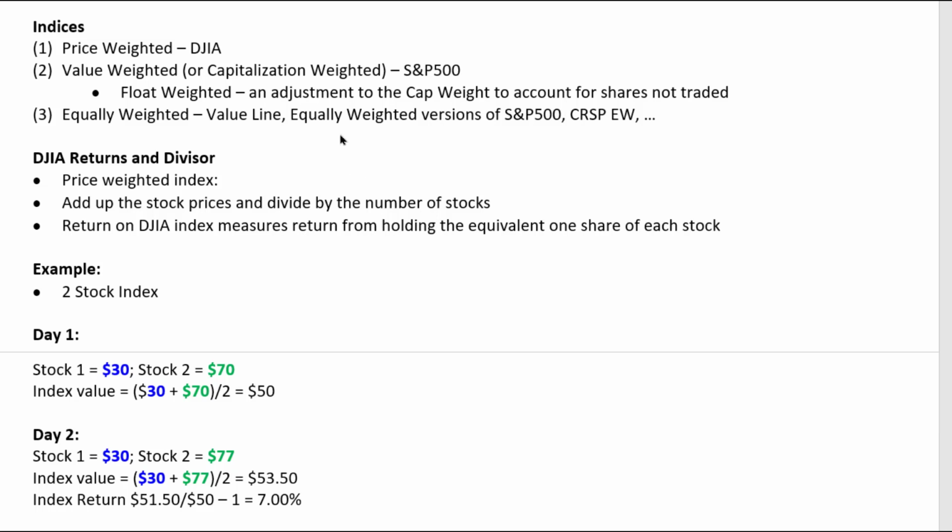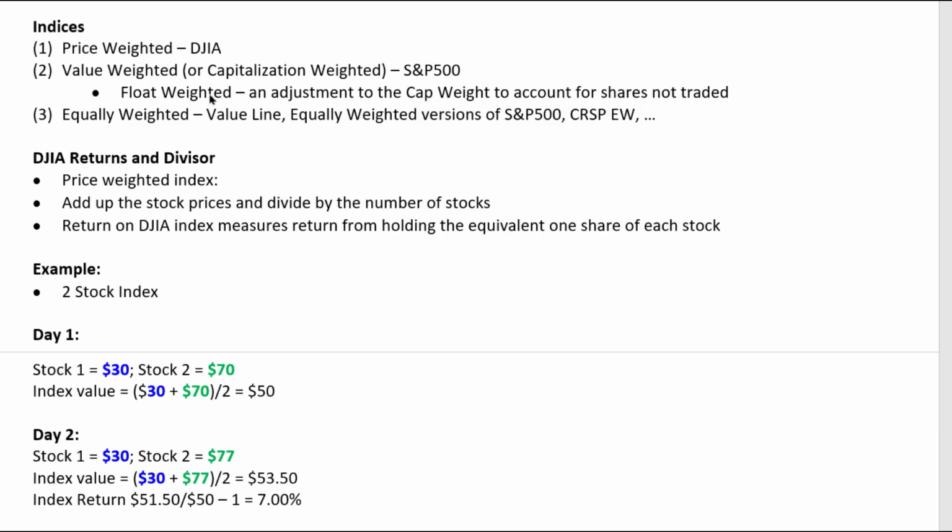The first is a price-weighted index. An example of that is the Dow Jones Industrial Average. The second is a value-weighted, also called a capitalization-weighted index, and that's the S&P 500. A slight variation of that is something called a float-weighted index, in which the capital weights are adjusted to account for the shares not traded. A market cap index means that a stock that is a larger company, and therefore has a greater effect on the economy, will have a greater effect on the index.